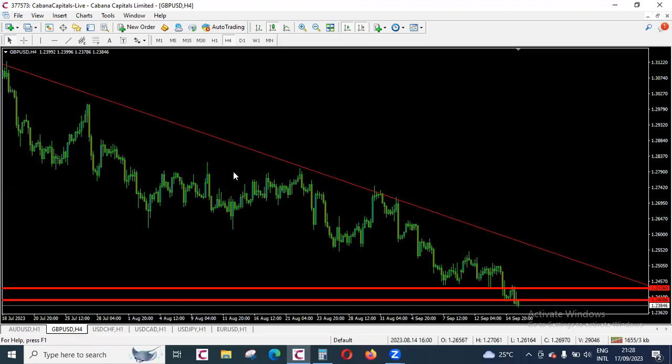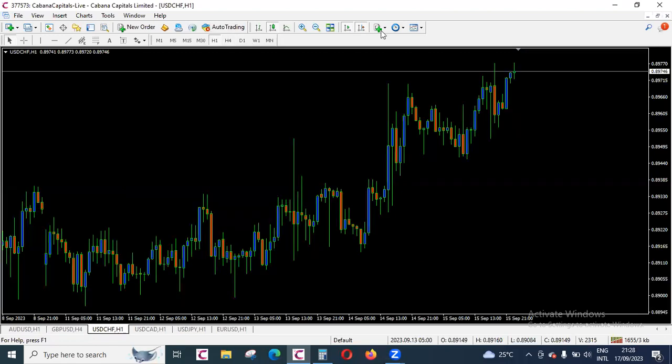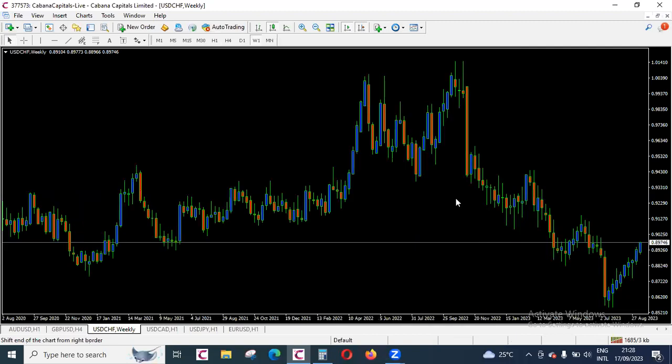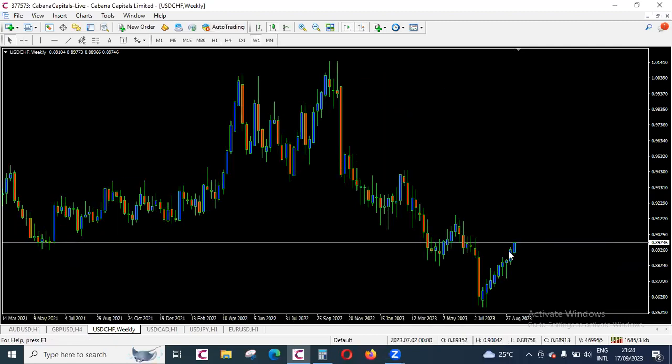But at the moment, the bears are still in control. Let's go to USD CHF. Let's start with the weekly time frame. You can see USD CHF is bullish. It's been bullish for close to 2-3 months now, right?